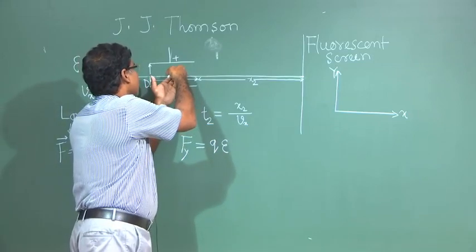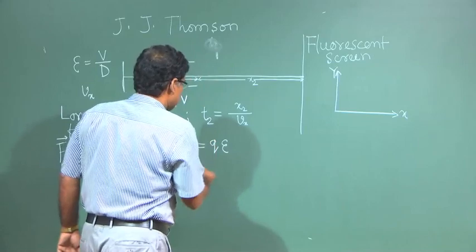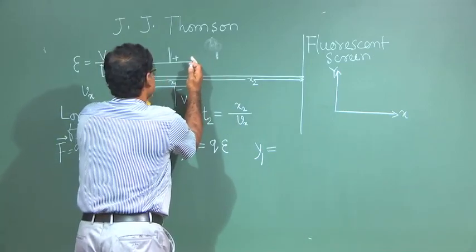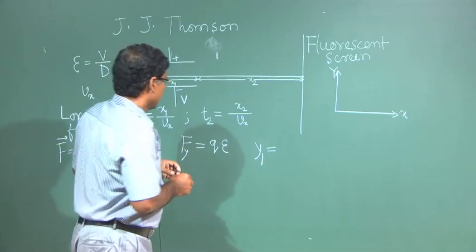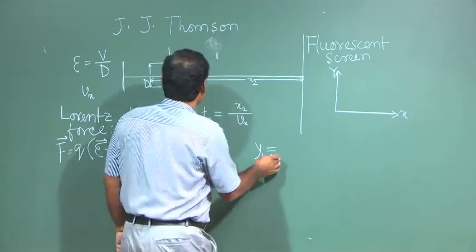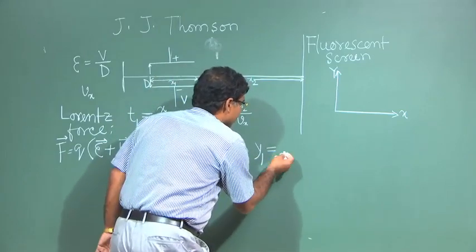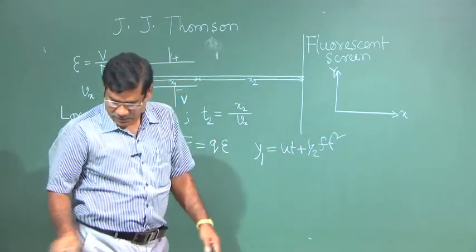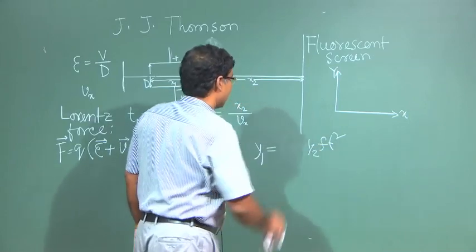Now, what will be the distance traversed along the y direction? So that you know this, shall we write? That will be say y1, when it is in the electric field. y1 is ut plus half ft square. You know this initial velocity, but this initial velocity along the y axis is 0. So ut, that part is 0. Generally we write ut plus half ft square, right. So along the y axis the initial velocity is 0.